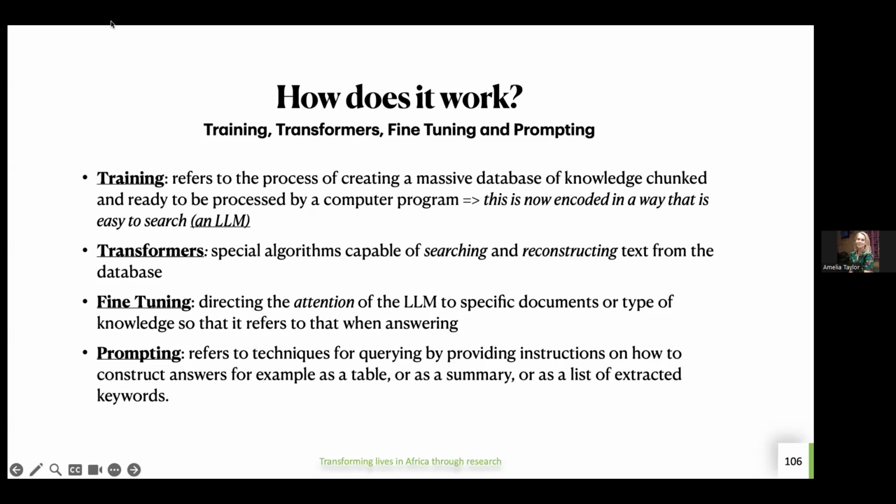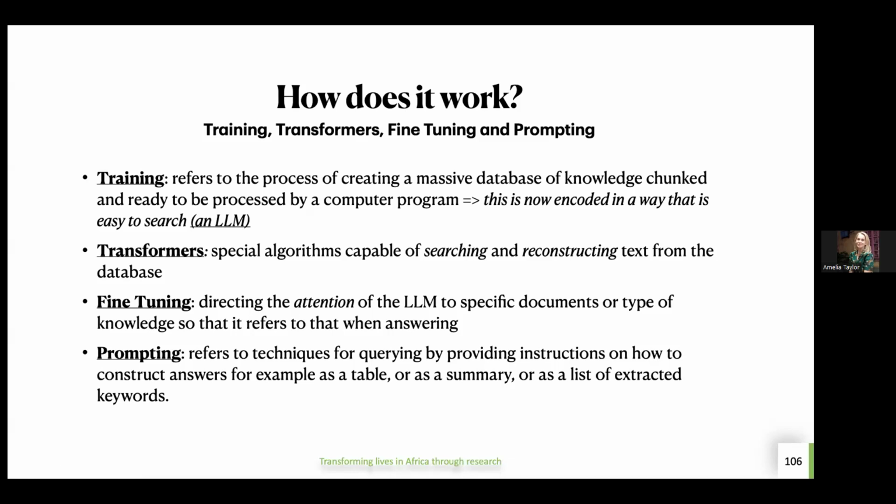Sorry for that. So they use training, similar to what you've seen for the supervised learning we talked about. And then they use these special algorithms that we call transformers. These transformers are able to search and reconstruct text, so put the text together for you in a sentence that makes sense, right? The other technique that is used is what's called fine tuning.